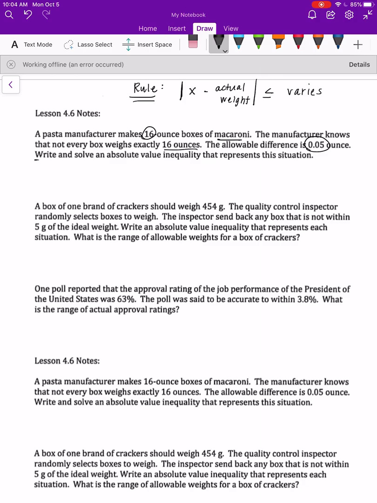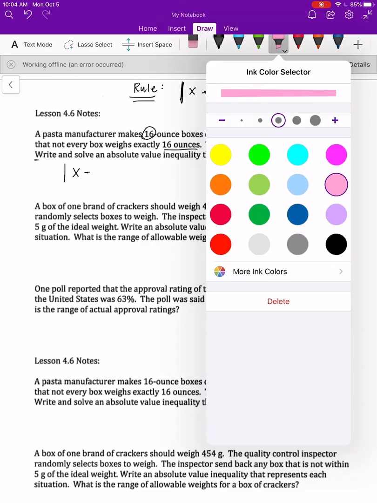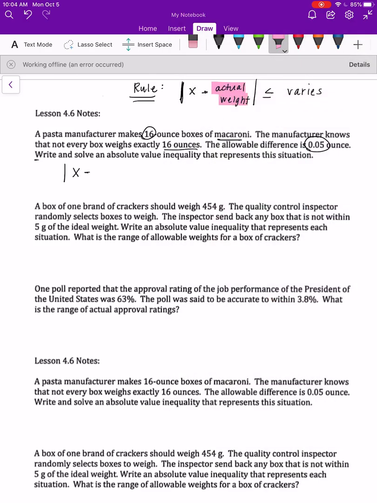So what you do is you take this rule that I just wrote up here, you take the absolute value, you use X, it's always a subtraction, and then you find the actual weight. Well, right here is the actual weight. So I'm going to highlight this in pink. The actual weight right here, it says that it's 16 ounces. So then I'm going to put 16 here, and I'm going to highlight it in pink so you know what I'm doing. Okay, then it's always a less than or equal to, always, always, always.